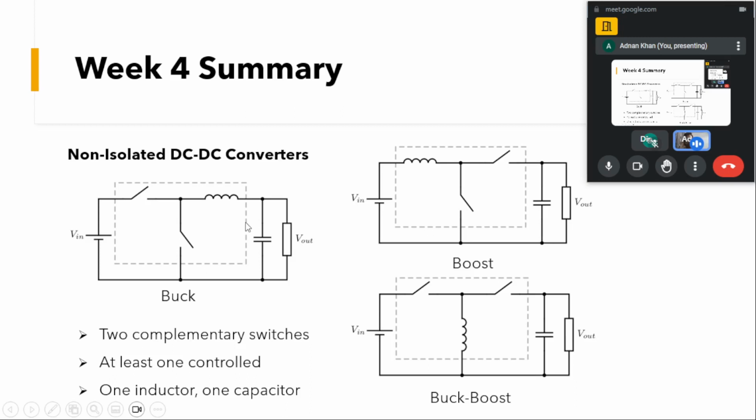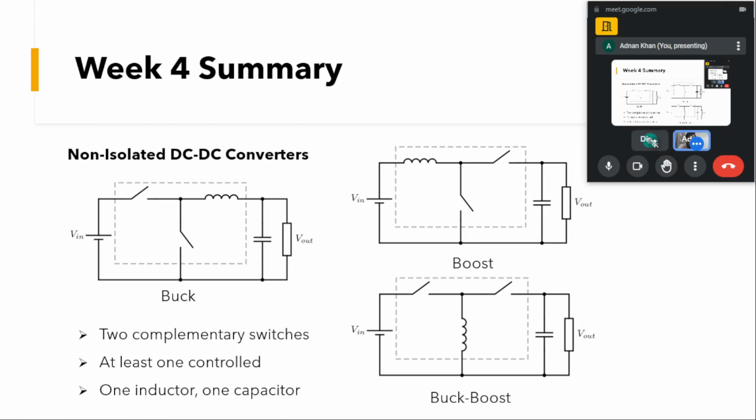What we can see here in these topologies is that typically we have two devices. You can see this is a device, or as we can call it, a switch. We typically have two switches or devices in each of these topologies, and we also have an inductor and a capacitor. These switches can be both controlled as well as uncontrolled devices.